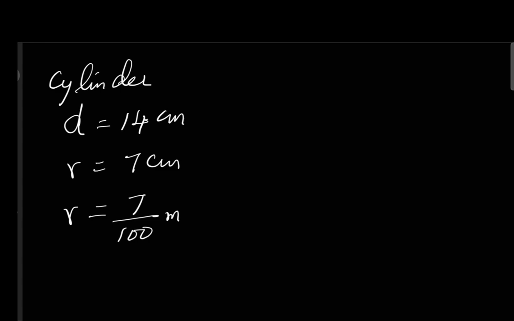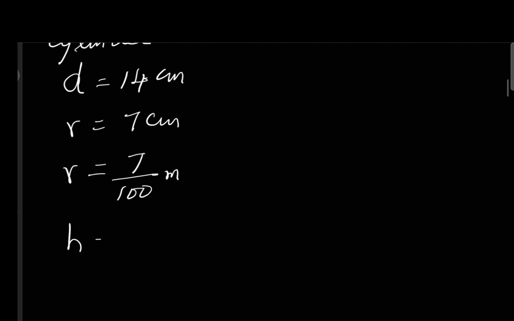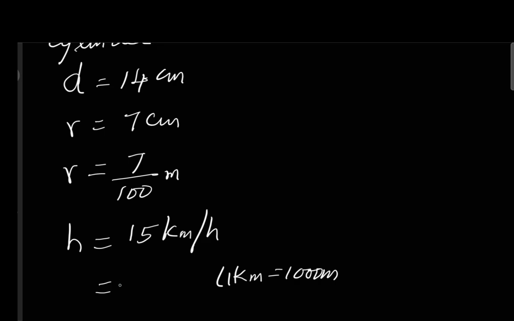The speed of the water in the pipe becomes the height of the cylinder. The height of the cylinder is equal to 15 kilometer per hour. Convert this also into meter. 1 kilometer is equal to 1000 meter. So this becomes 15 into 1000, so 15,000 meter per hour. This is the height of the cylinder.